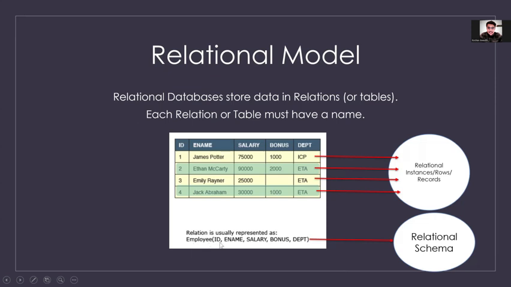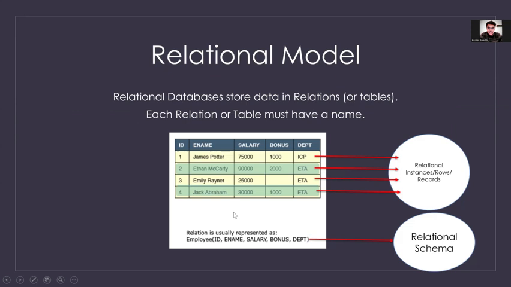Employee is the name of a table with attributes ID, e-name, salary, bonus, and department. So these are the attributes. If we write the last line as such, as I have written in this diagram, that whole line is called a relational schema.